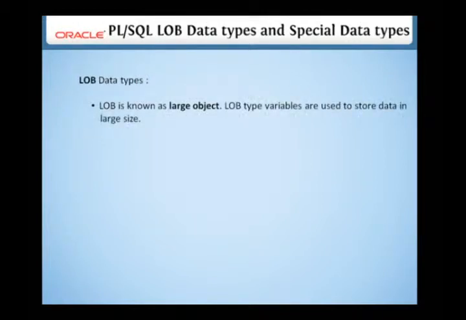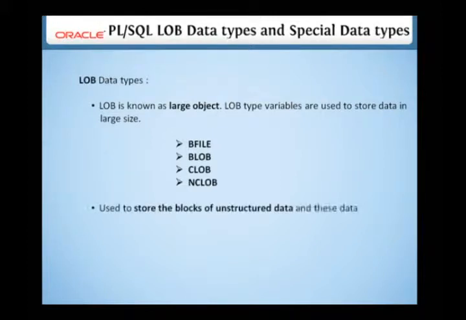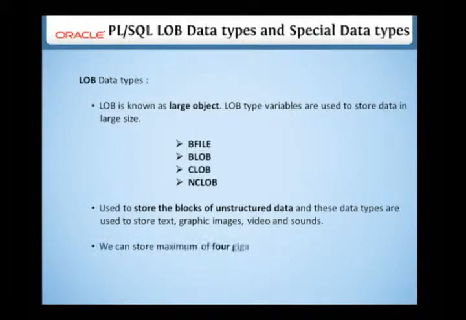LOB type variables are used to store data in large size. There are many data types like bfile, BLOB, CLOB, and NCLOB in the LOB type. These types are used to store blocks of unstructured data, and these data types are used to store text, graphic images, video, and sounds. We can store a maximum of 4 gigabytes of data in these variable data types.